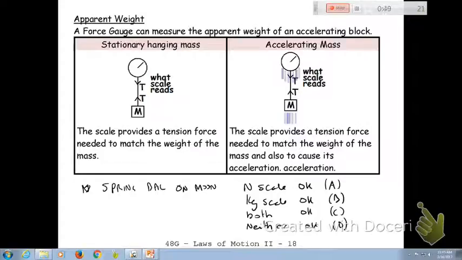So I'm not saying the same numerical value. I'm saying, is it measuring correctly? On the moon.